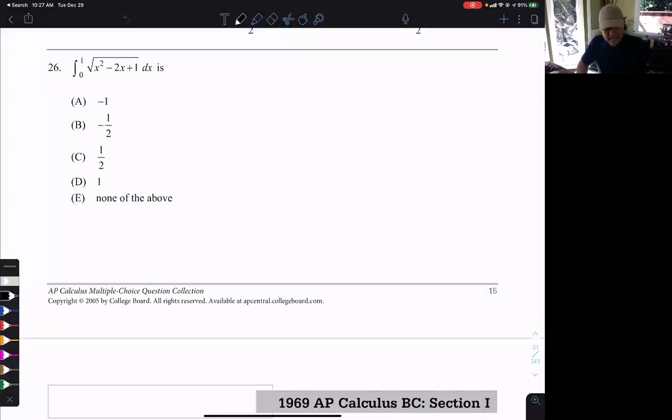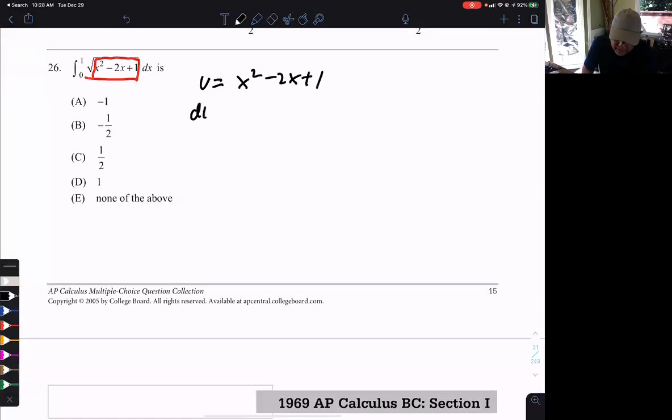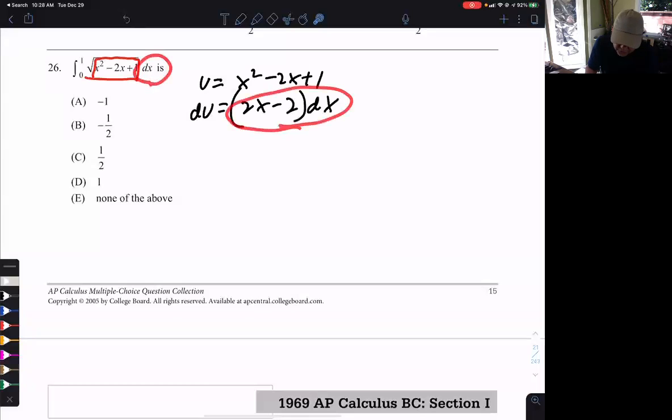So this is 1969, number 26. Now, I'll show you things that you could try and you probably would get confused and kind of get stuck. But let's go ahead and look at this. You could say, hey, let's let u be the function on the inside, like a u sub. And what's going to happen when you find du, that's going to be your problem because you cannot make this appear over here. You just don't have what you need. And so then you get stuck.